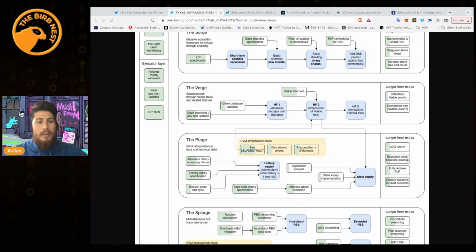So drop a comment in the videos if you want to learn exactly what is happening. For now, what you need to know is the merge is most likely scheduled for the middle of September, and the final testnet is happening this weekend. And if that is successful, it is a green light, and Ethereum will most likely see some good days ahead.